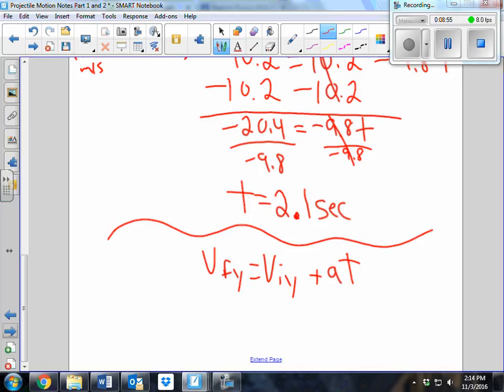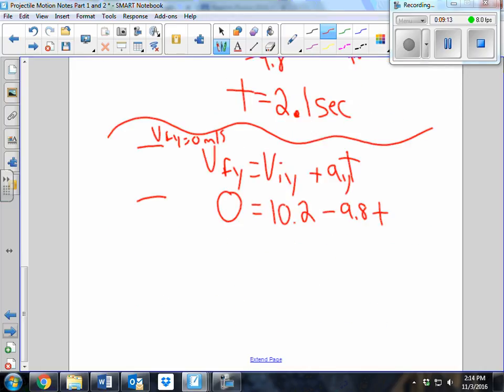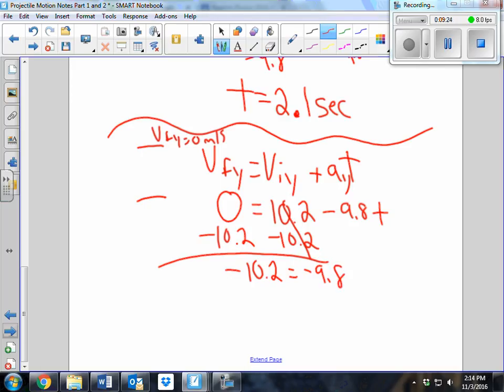Okay, so VFY equals VIY plus AYT. So one thing you could have done is said, okay, I know this is 0 at the top, because from here to here, I know my final velocity equals 0 meters per second, which equals 10.2 meters per second minus 9.8 t. And so once I do the math, I've got to get the 10.2 off that side. So I get negative 10.2 equals negative 9.8.